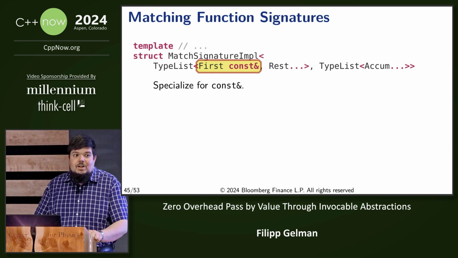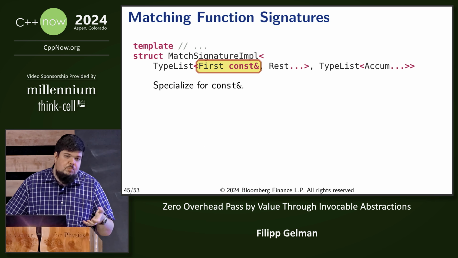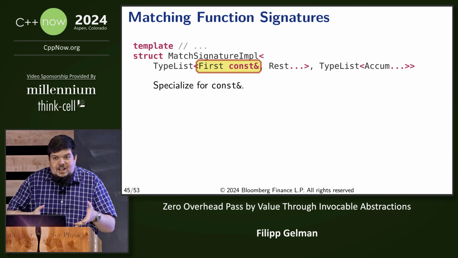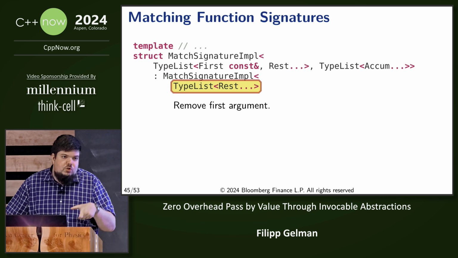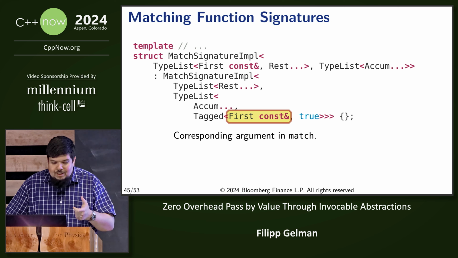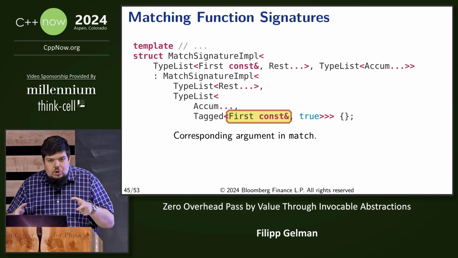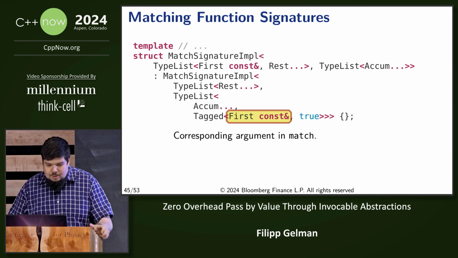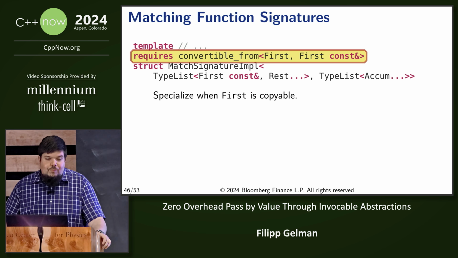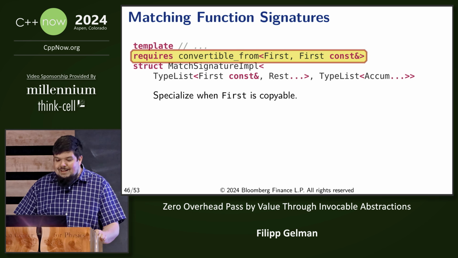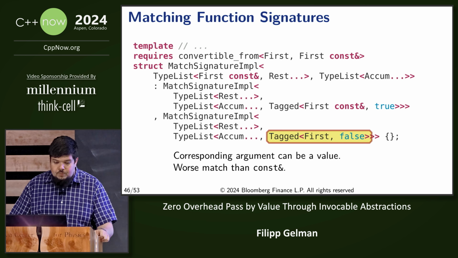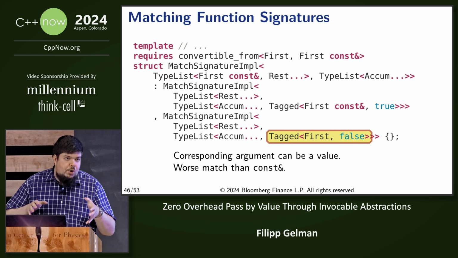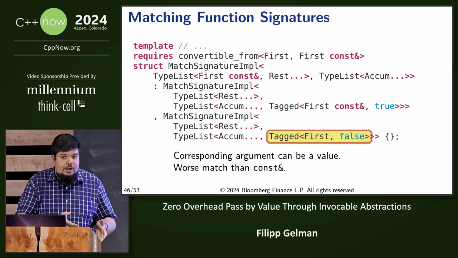So let's look at one. Suppose first happens to be a reference to const something. What we need to do is, well, given a const reference, what can we take? Well, first we strip the first thing off the type and pass it along. Then we add a const reference to the accumulator. Given a const reference, assuming nothing else, we can only take a const reference. And that's it. Now, if the type happens to be copy constructible, then in addition to allowing a const reference, we can permit values as well. Make sense? We've kind of encoded the overload resolution rules into this type hierarchy.